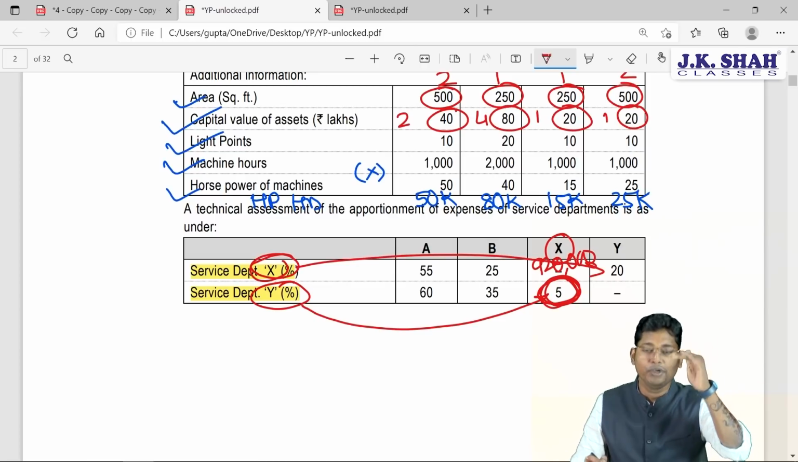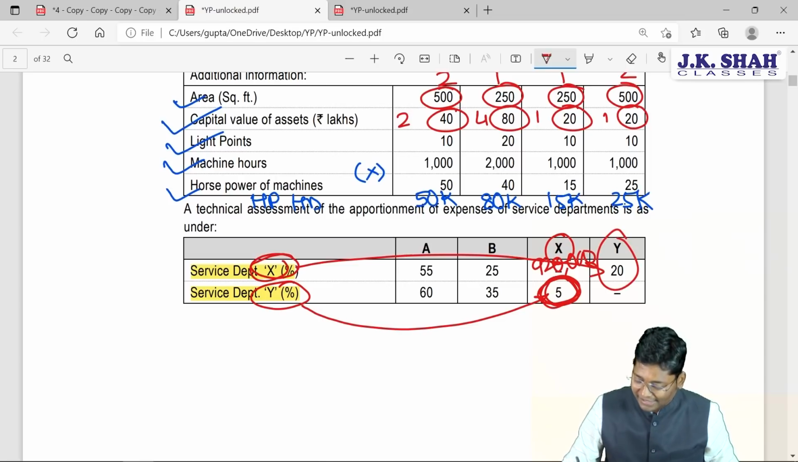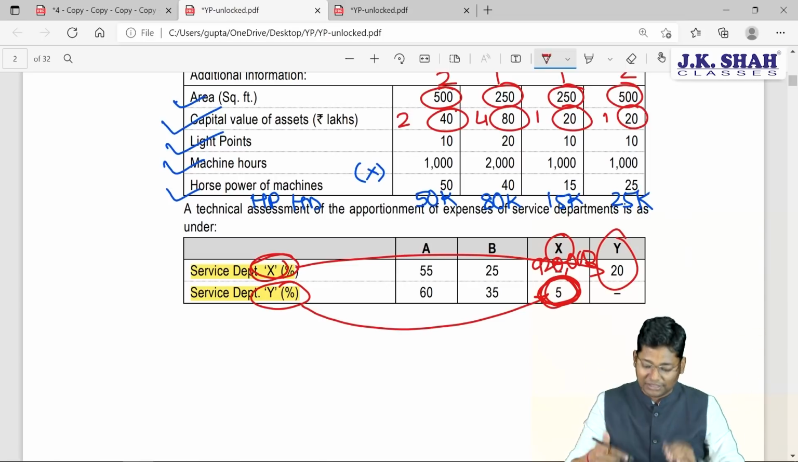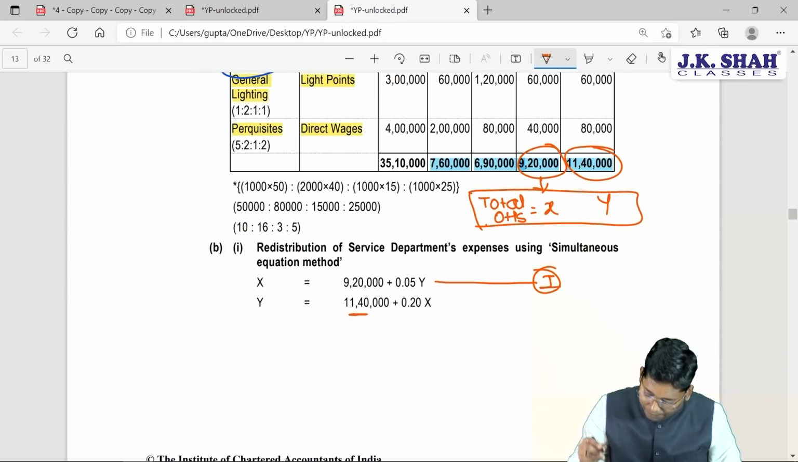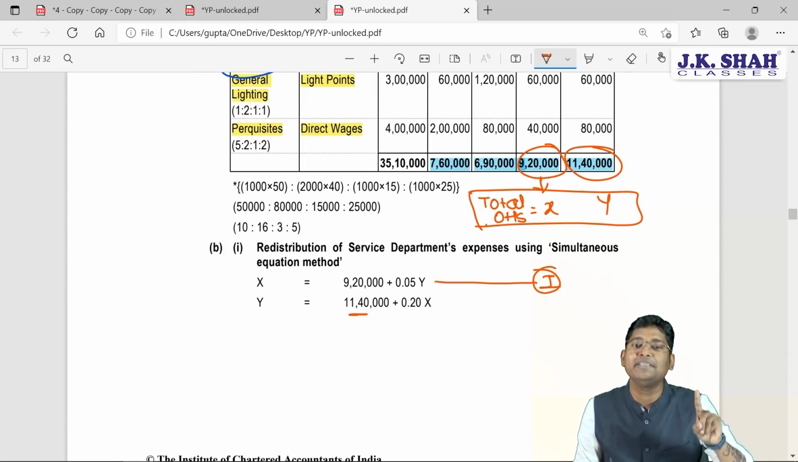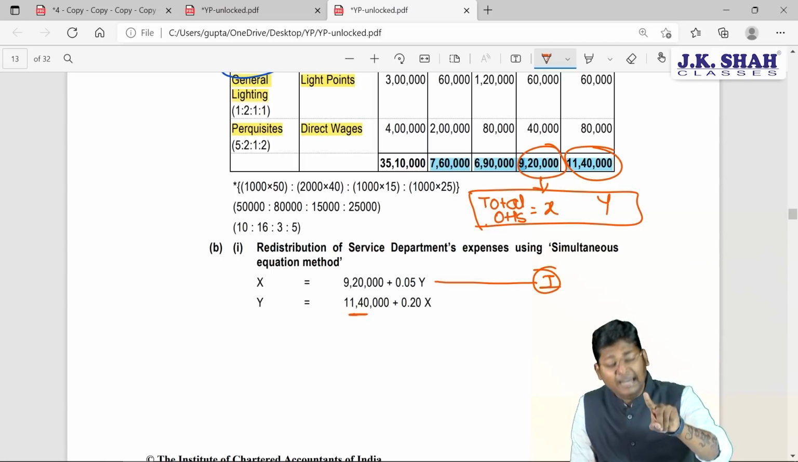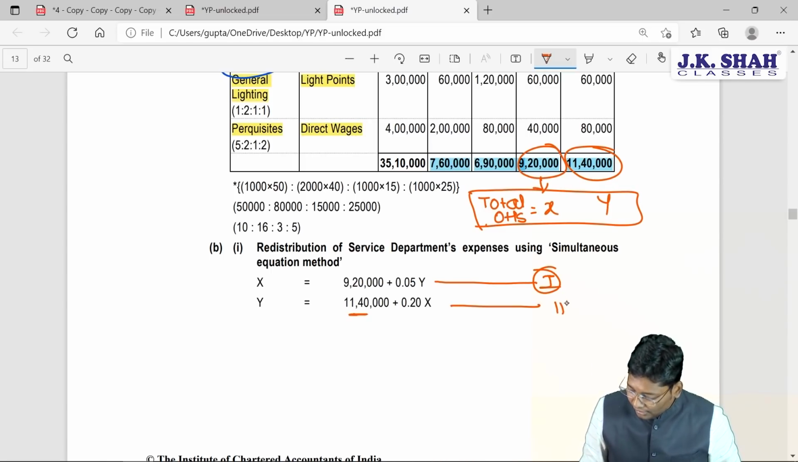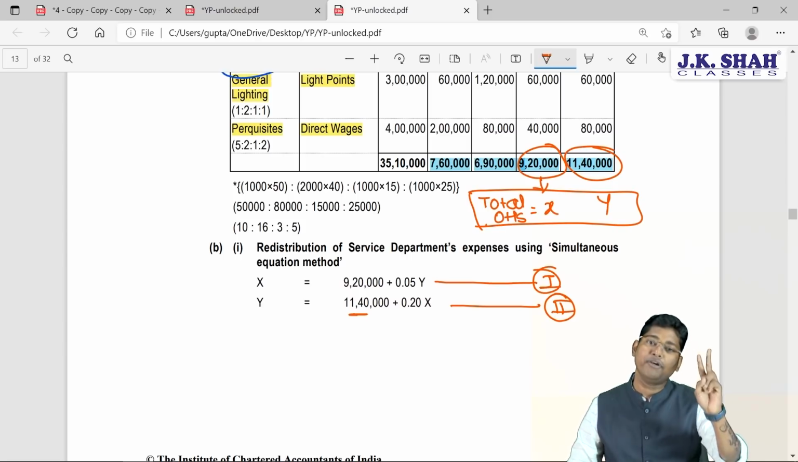X is going to put 20% in the Y column, which means Y is ready to bear 20% of X's expenses. 20% of X means your Y department is going to bear its own expense of 11 lakh 40. In addition to that, 0.2 X, that is 20% of X, is ready to be borne. That's why I have formed a total of two different equations.